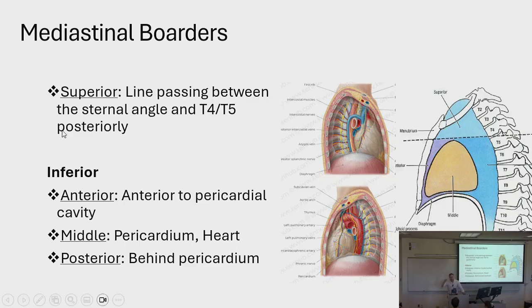Big thing here is we have a superior and inferior mediastinum. We split the inferior mediastinum into more components just to give us more ability to separate things. So the superior mediastinum, we use the line passing through the sternal angle all the way to the T4 and T5. So everything above that, superior. Everything below is going to be inferior. Inferior, we're going to have an anterior component, middle, and posterior.